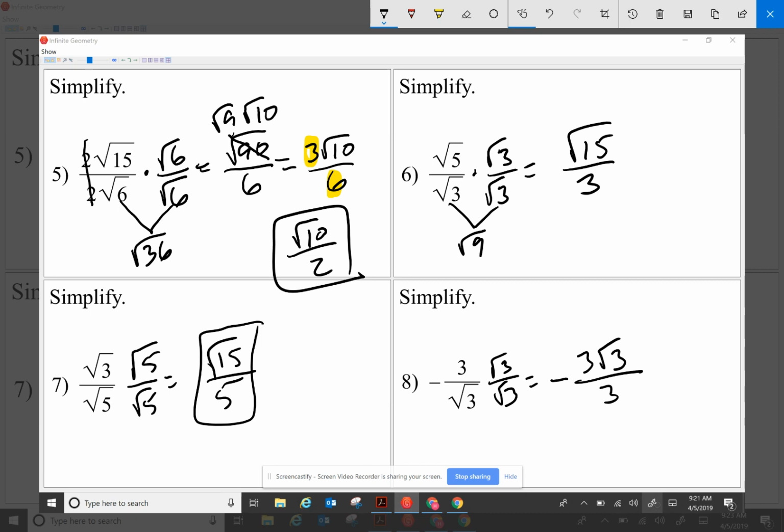There's a sign in front of my fraction. I see that I have a fraction, 3 over 3. Basically, they cancel out. So my answer is negative square root of 3. Your rule is your radicals, your square roots should be as simple as possible. And if you have a fraction, no square roots at the bottom.